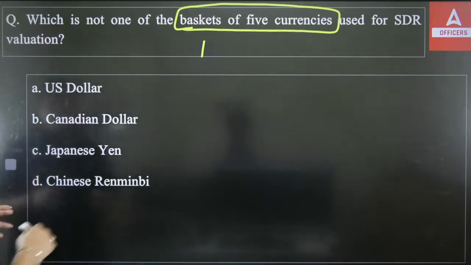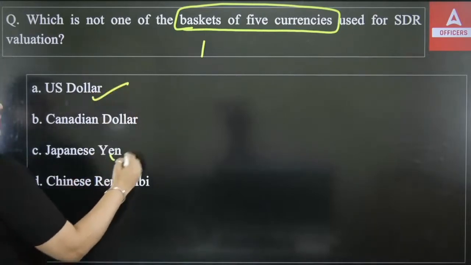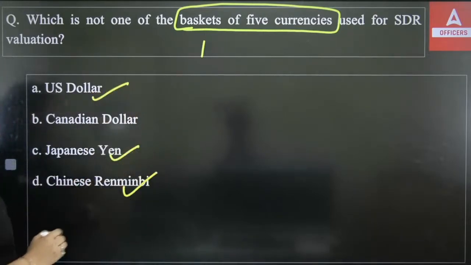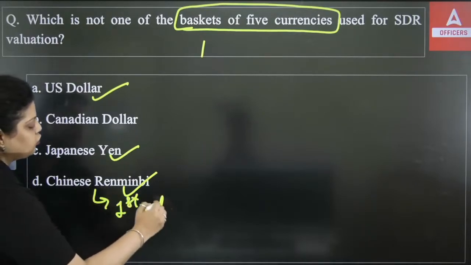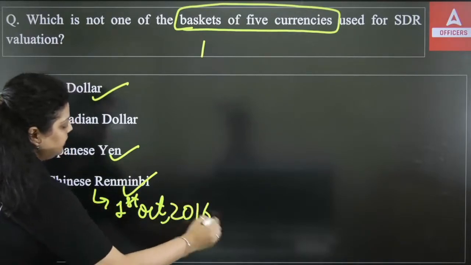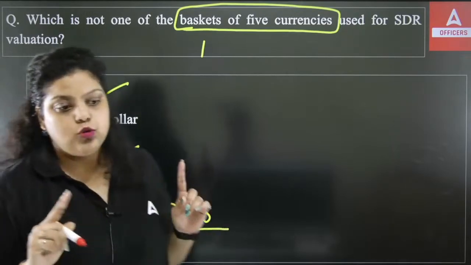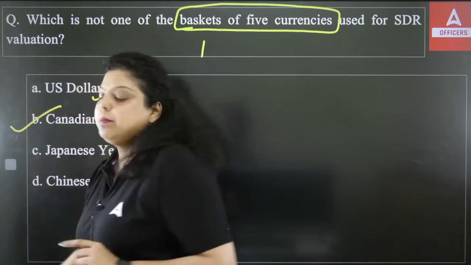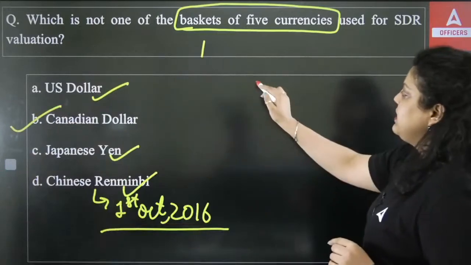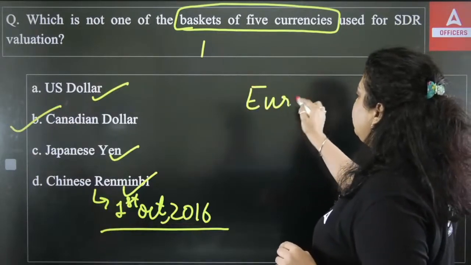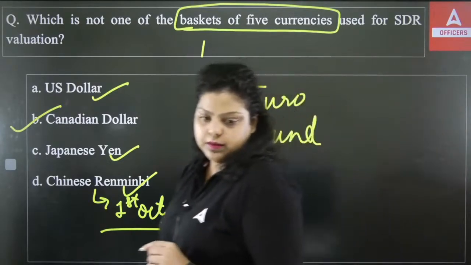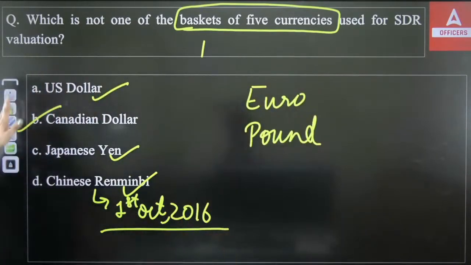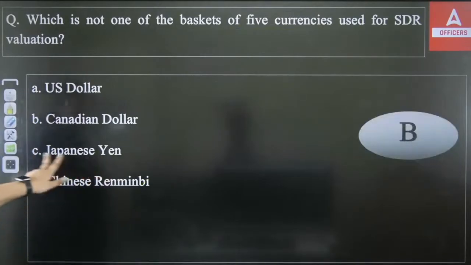So as I have told you, the US dollar, Japanese yen, Chinese renminbi, and this one is the latest currency that was added on 1st October 2016 by IMF in the SDR. So Canadian dollar is not a part of SDR, all the others are. Apart from these 3, we have euro and pound in the basket of currency under the IMF SDR. So the right answer will be your B option. Canadian dollar is not a part.